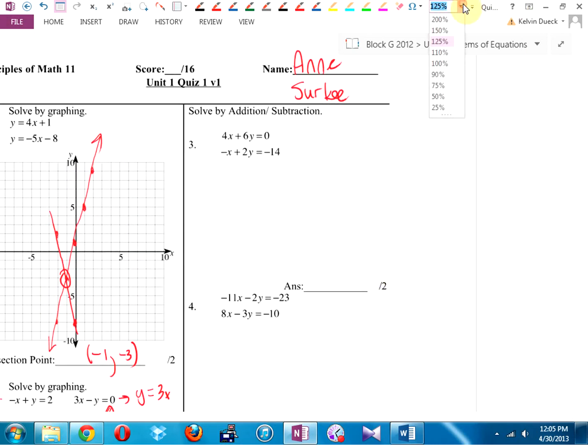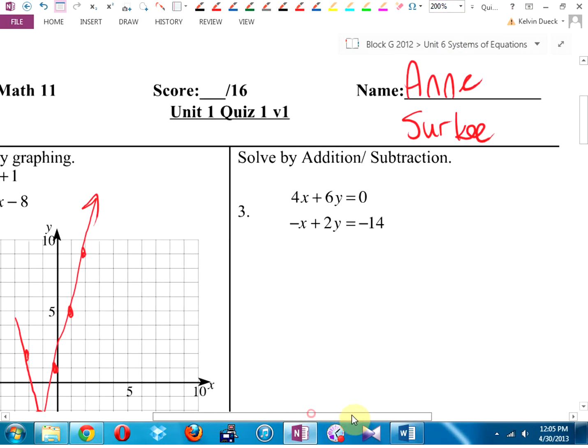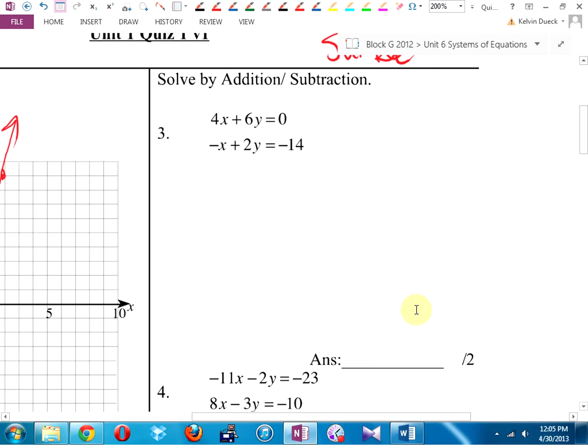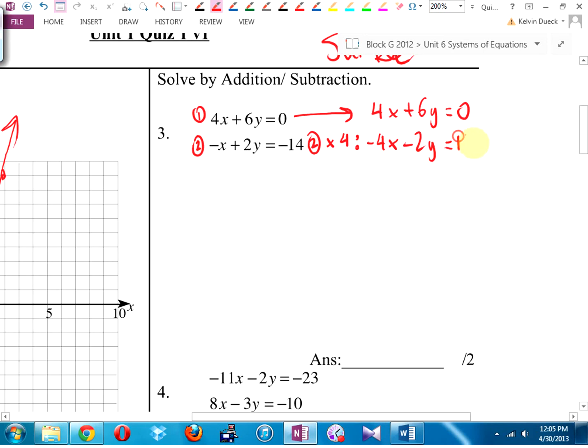Number 3 says solve by addition, subtraction. If you solved by substitution, you're going to lose a half mark no matter what. This is the elimination method. I'm going to call this equation 1, this equation 2. I'm going to rewrite equation 1, but I'm going to multiply equation 2 times 4. That's going to give me a negative 4x, a negative 2y, and a positive 14.